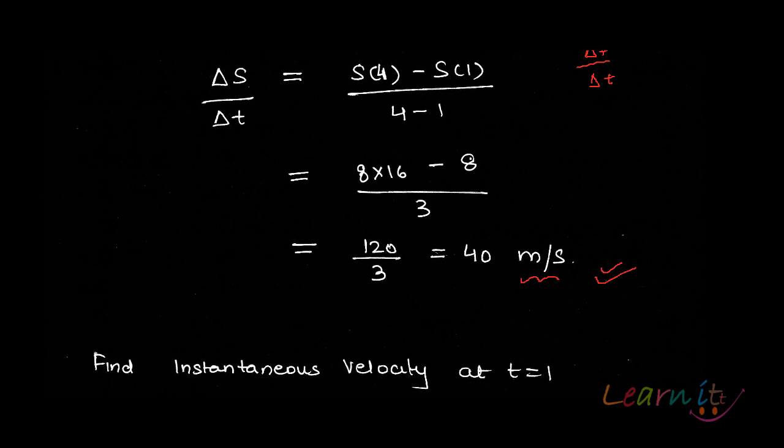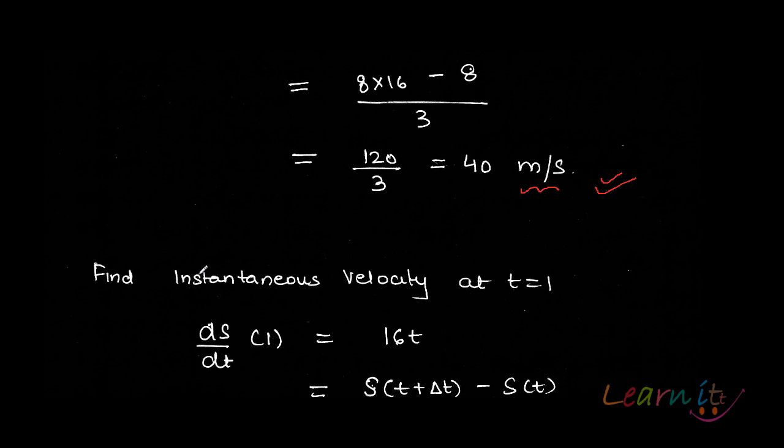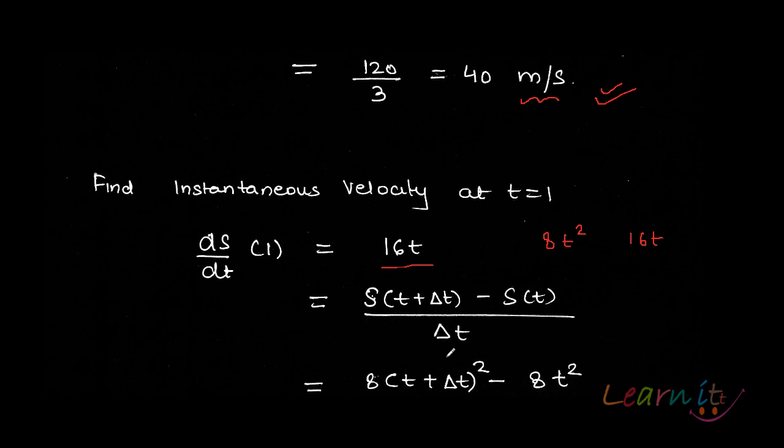Now, in the same question I ask you, what will be the instantaneous velocity at time equals 1? Then that would be ds by dt at t equals 1, which will be 16t, because it's 8t square. We have learned how to find the derivative of a polynomial. So that would be 16t.